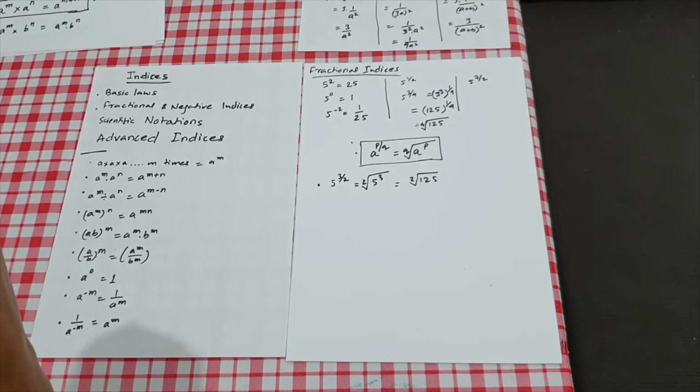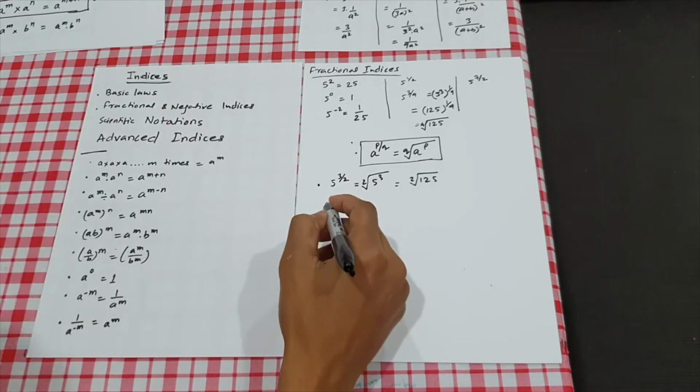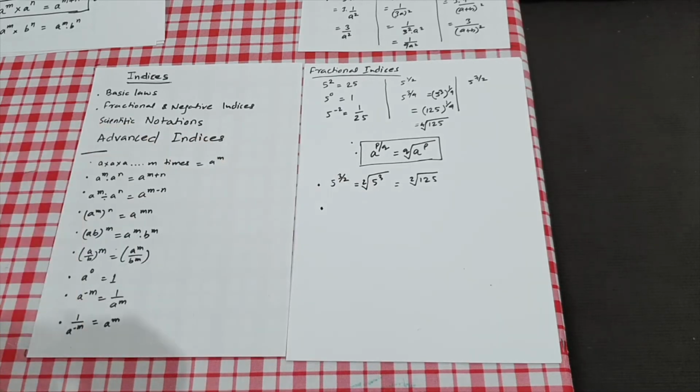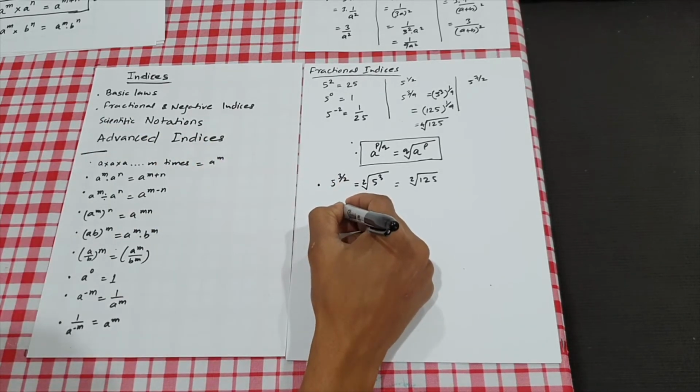So let's say we had something like 8 to the power 2 by 3.